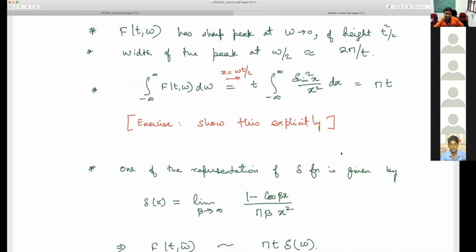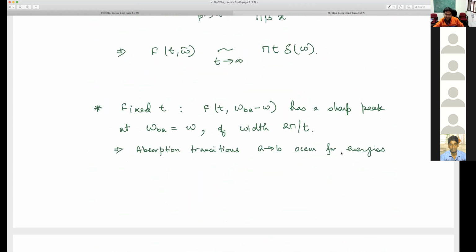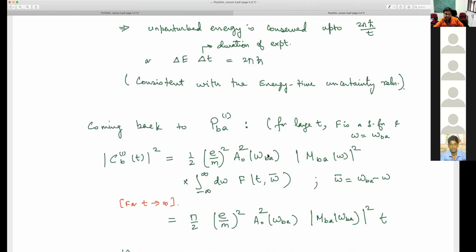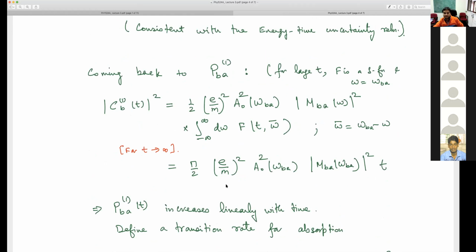That property can be used to write the probability explicitly in terms of this expression: pi by 2 times (e by m) whole squared, A0 squared, times the optical matrix element M_BA omega BA, mod squared. The optical matrix element is the only thing which has the polarization of light in it. So this is epsilon dot delta, times the psi BA, the wave functions, etc. So the electronic properties are here, and the light property is also here.